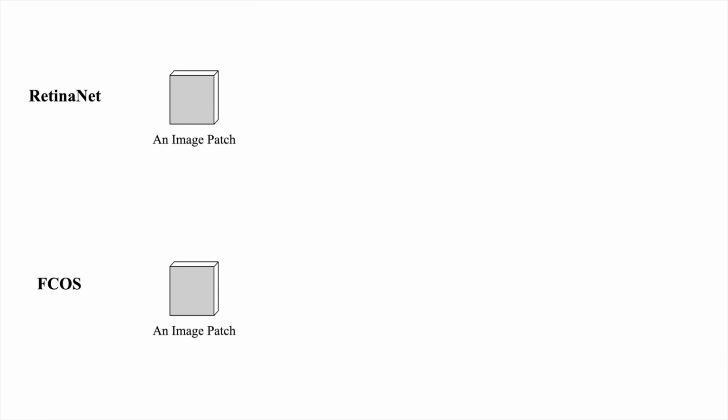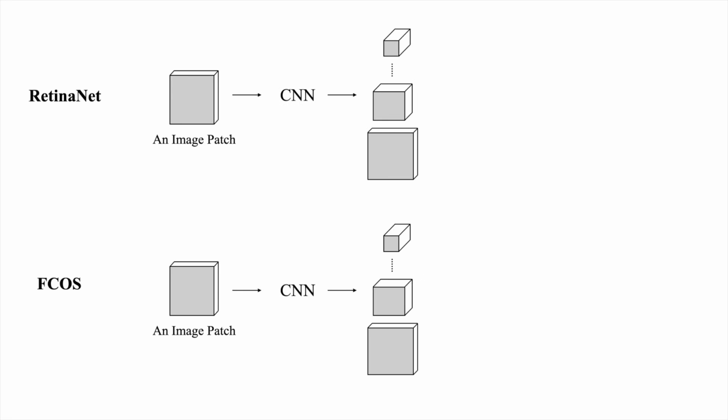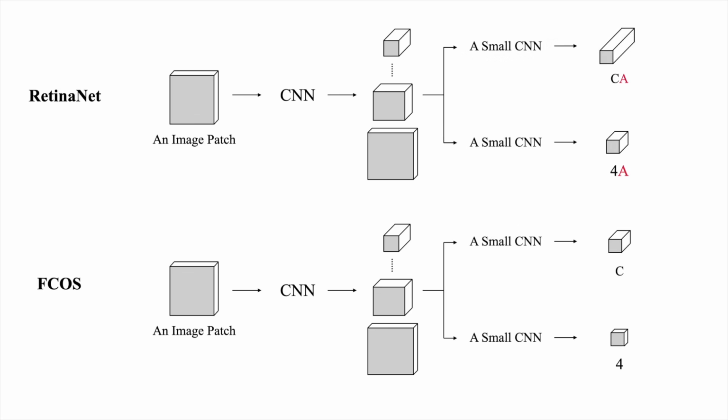In fact, their structures are very similar. They all take an image patch as one training sample and pass this image patch through the ConvNet to get the feature pyramids. And then they both use two separate subnets to do the final prediction. One subnet is for classification, while the other one is for bounding box regression.